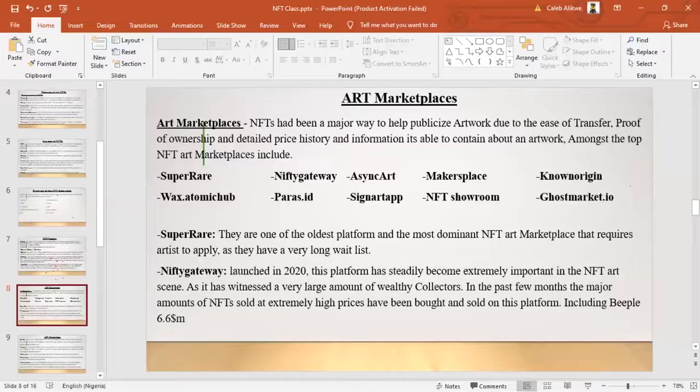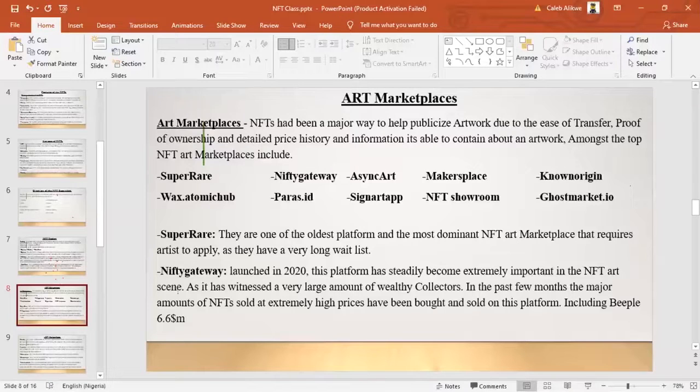Among the top NFT marketplaces include SuperRare, Nifty Gateway, Async Art, Makersplace, KnownOrigin, Wax Atomic Hub, Paras.id, Sign Art App, NFT Showroom, and Ghostmarket.io. There are actually more platforms, a lot more art marketplaces, but these are the few that I will be talking about to explain. So first up, SuperRare.